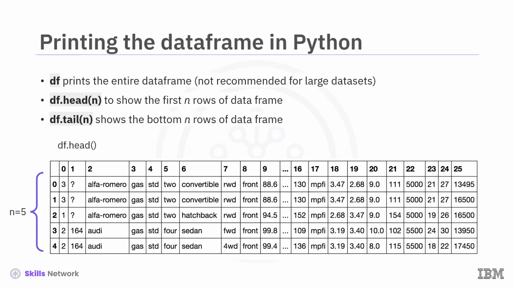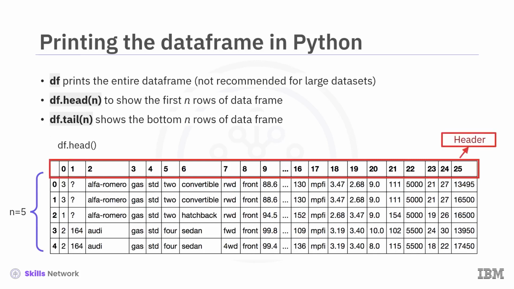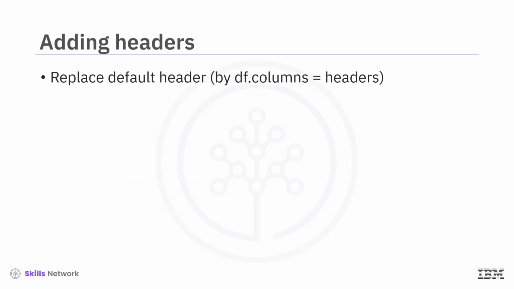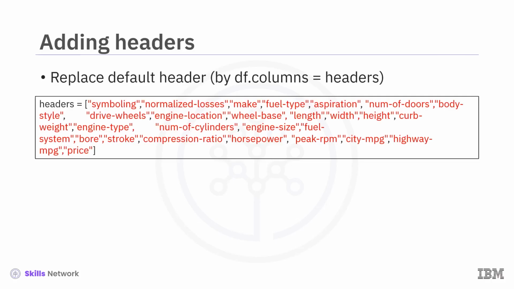We can see that Pandas automatically set the column header as a list of integers, because we set header equals none when we read the data. It is difficult to work with the data frame without having meaningful column names. However, we can assign column names in Pandas.